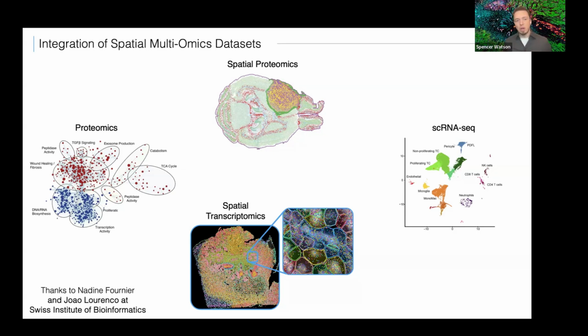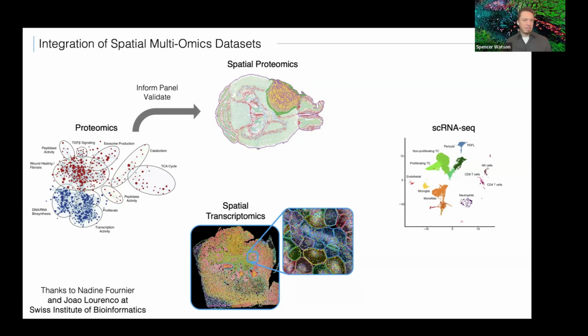So I'll go through just a few of our sort of integration strategies for these data types. So between proteomics and high dimensional imaging, the proteomics was essential for identifying some of the antibodies that we want to include in the antibody panel for the high dimensional imaging.